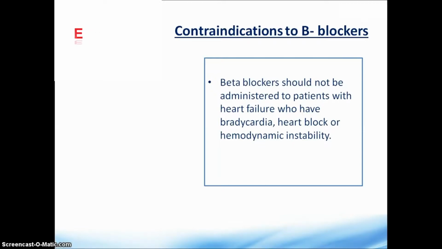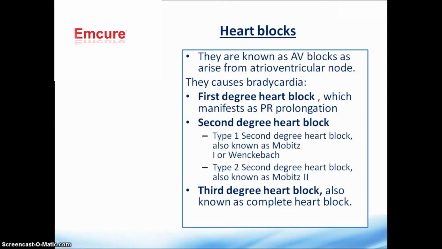So now we go on to the next slide and we will talk about the next disease, which is heart blocks. They are known as atrioventricular blocks as they arise from the atrioventricular nodes. They cause bradycardia, and there can be first degree, second degree, and third degree heart blocks. The first degree heart blocks manifest as PR prolongation.